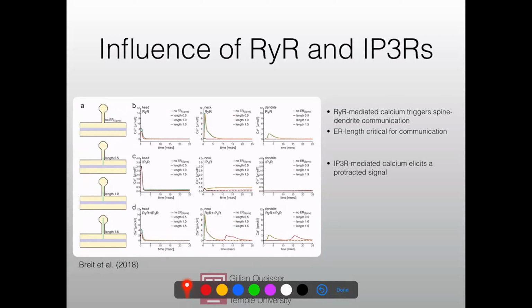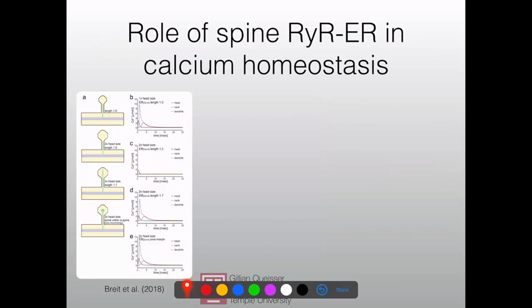We see signals with IP3 receptors, and the length also influences reverberation in the spine head, in the spine neck, combining the two receptor types.